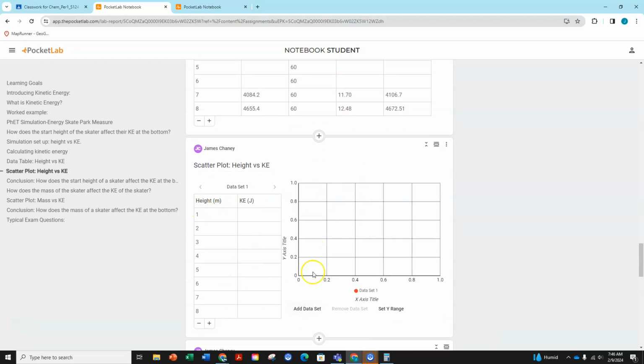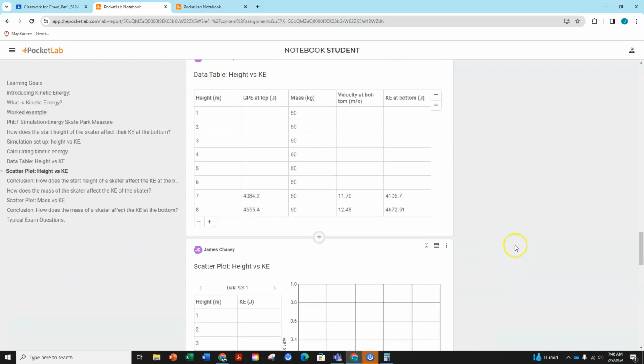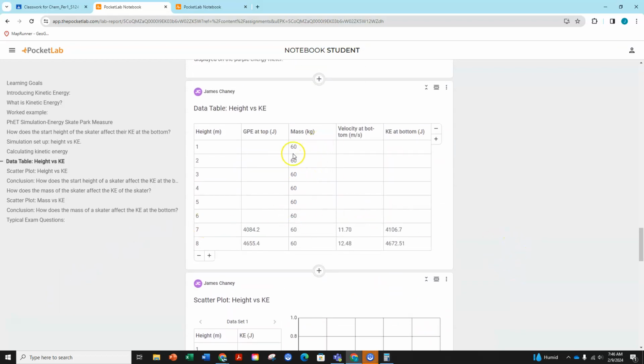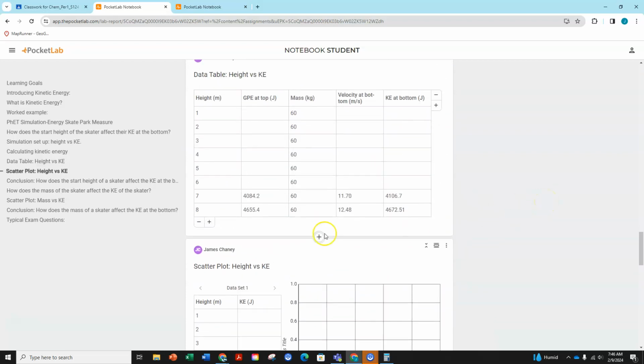placing our data down here so we can get a plotted chart. So our goal for this first part is to get this full table with all our runs completed out, and then we'll go to part 2, and I will be helping you out during class.